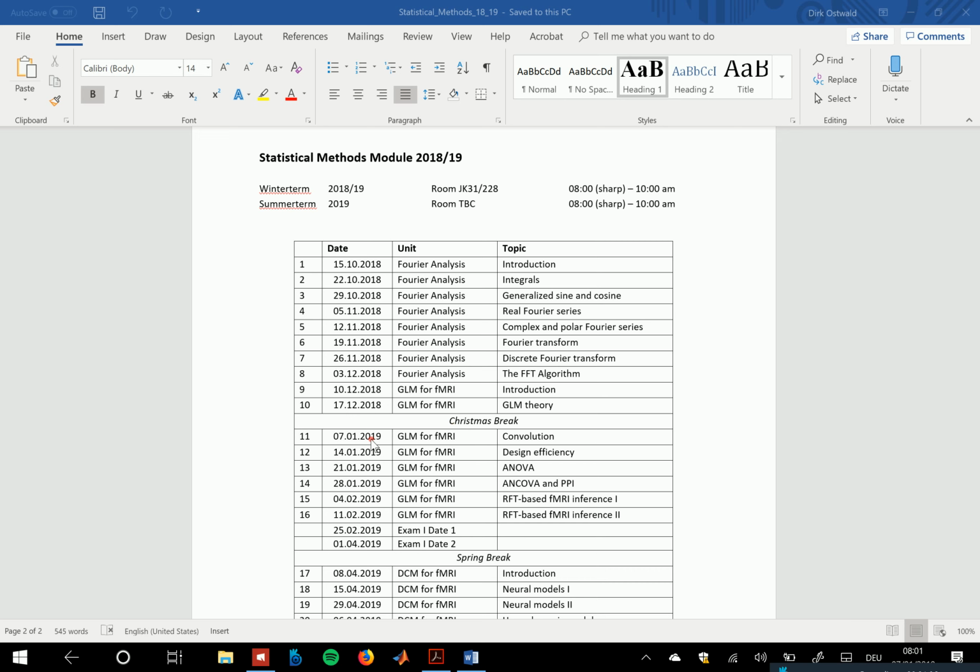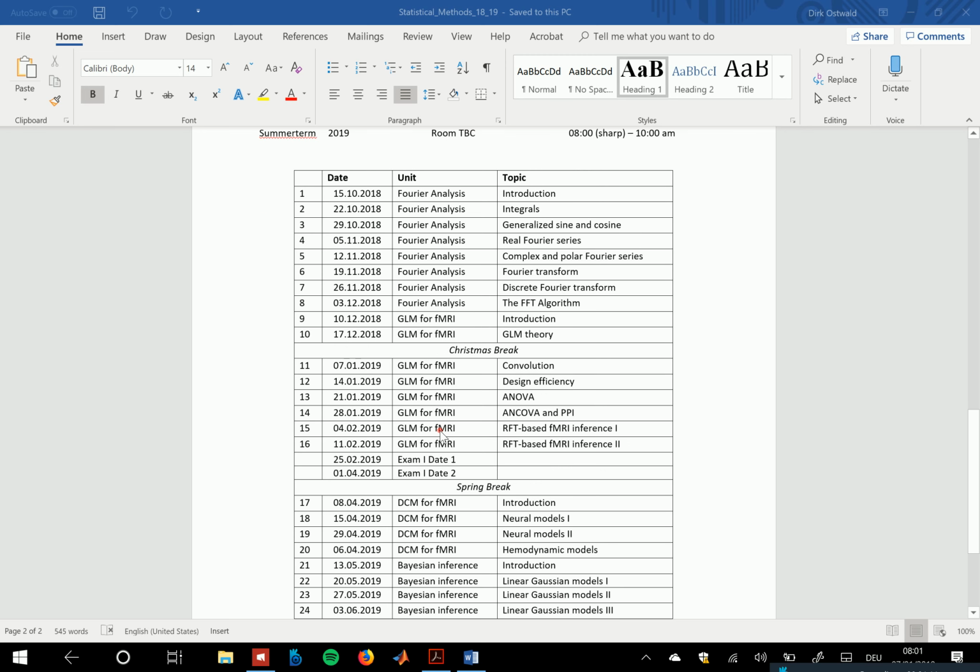So the second half of the winter term is dedicated to the GLM for fMRI, and we started with that before Christmas, as you remember. The remaining program until the middle of February is the following. We start today talking about first level design regressors, specifically the convolution approach. Then we talk a little bit more generally about first level designs and discuss one way to look at their efficiency.